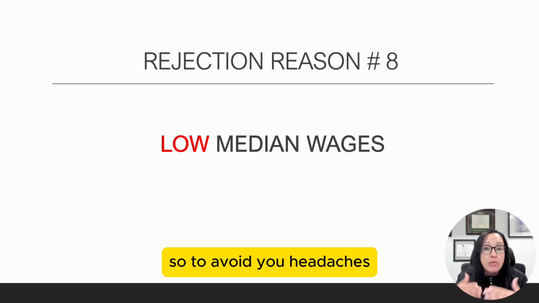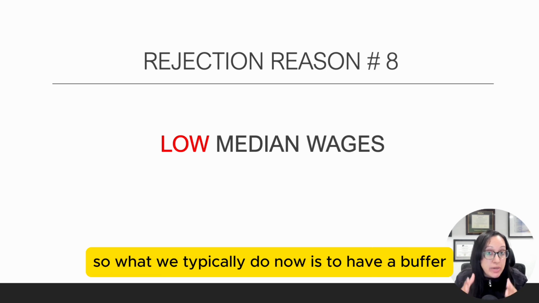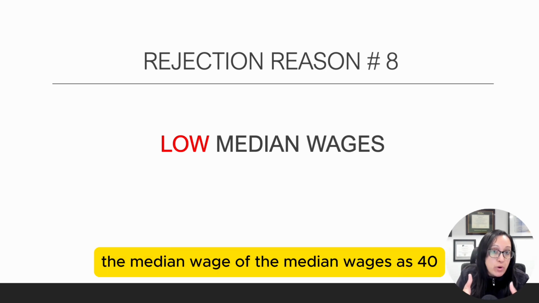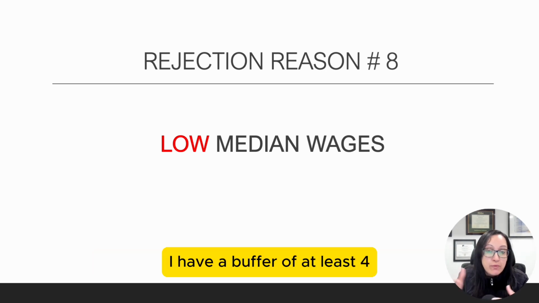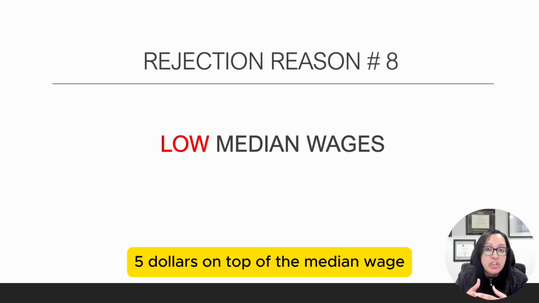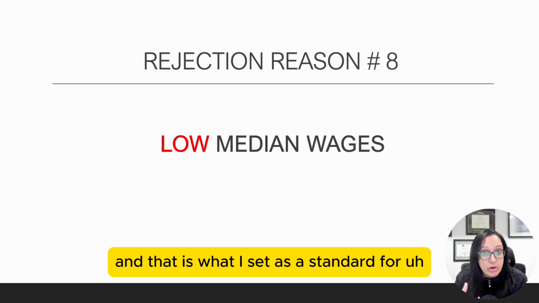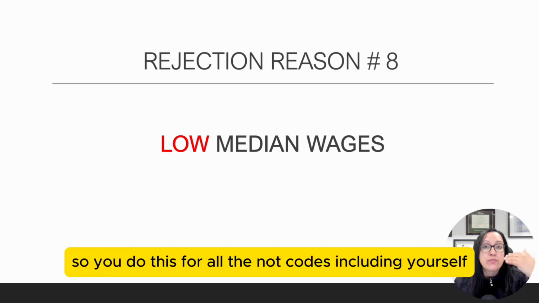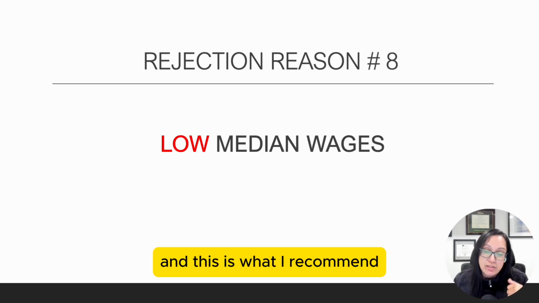So to avoid you headaches, what we typically do now is to have a buffer in each of those NOC codes' median wage. If the median wage says 40, I have a buffer of at least $4 or $5 on top of the median wage, and that is what I set as a standard for wages for that particular NOC code. So you do this for all the NOC codes, including yourself, and this is what I recommend.